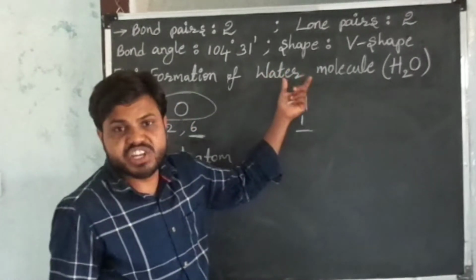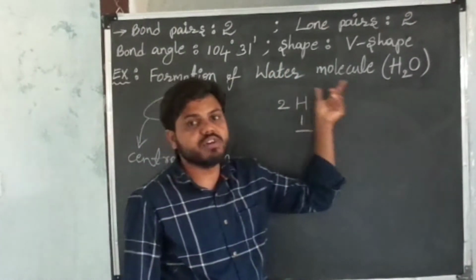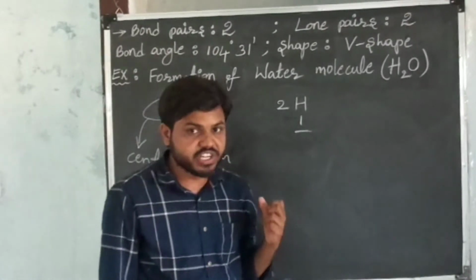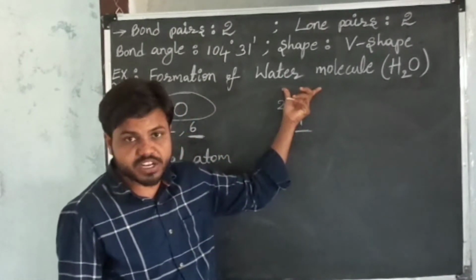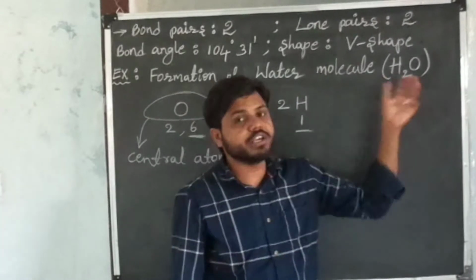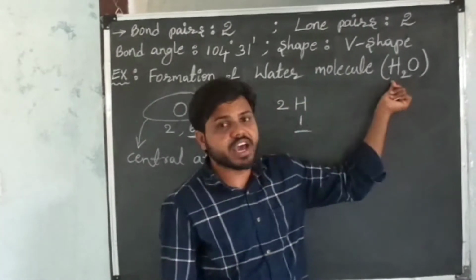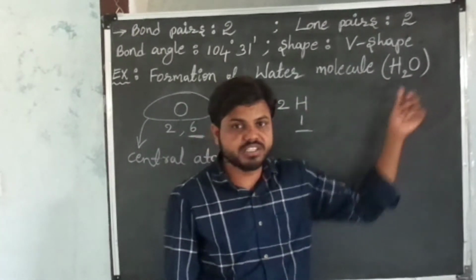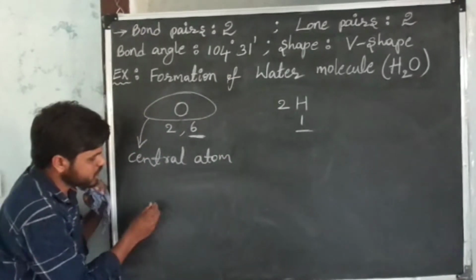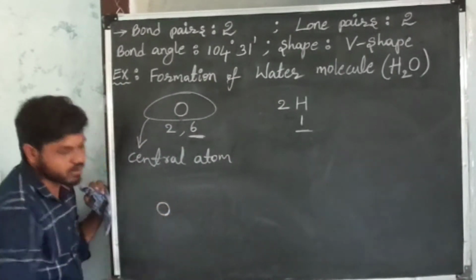By using Lewis dot symbols, we can draw the structure of water molecule. In this water molecule, 3 atoms there. 2 are hydrogen atoms and 1 is oxygen atom. First, write the symbol of oxygen. I am writing the symbol of oxygen.